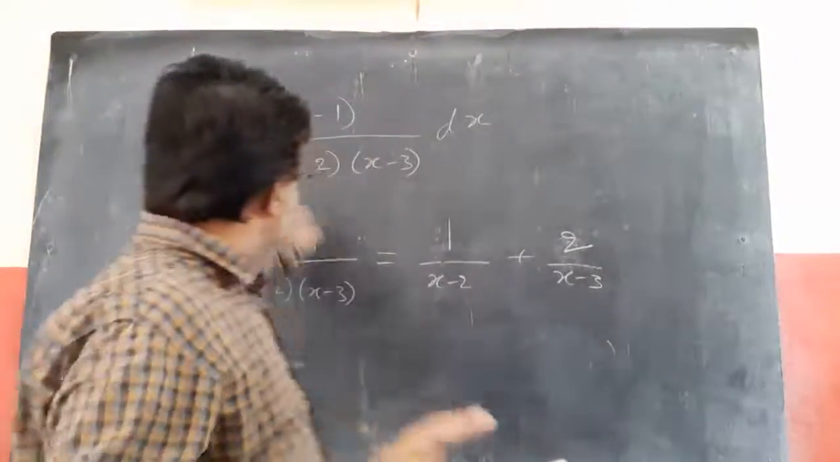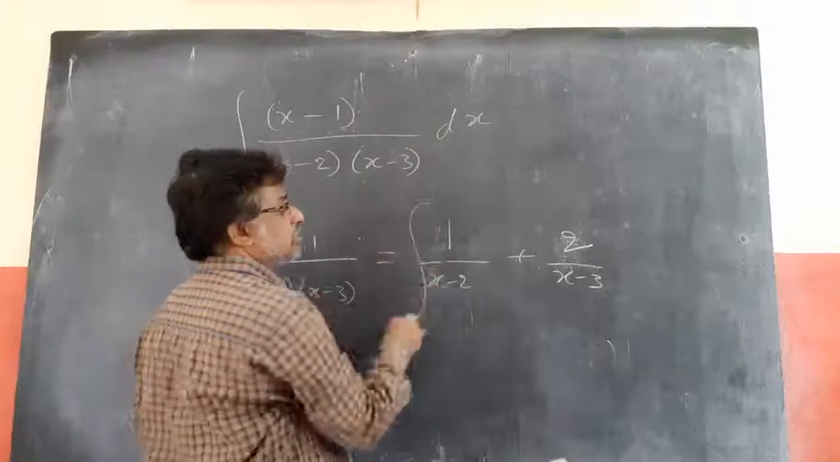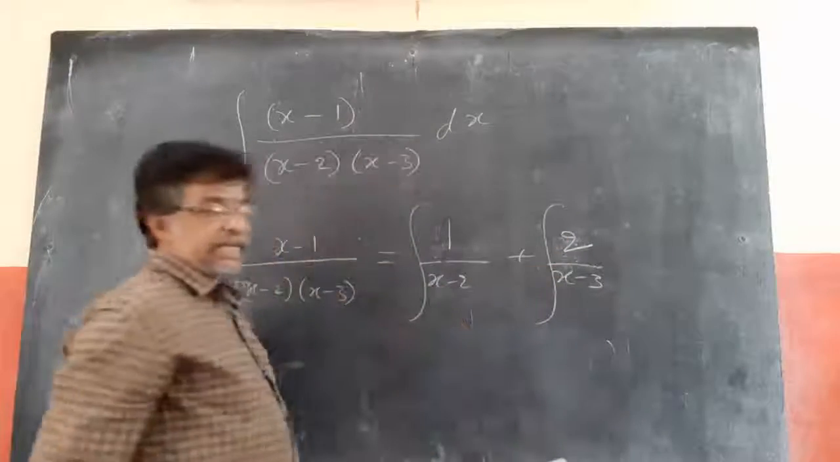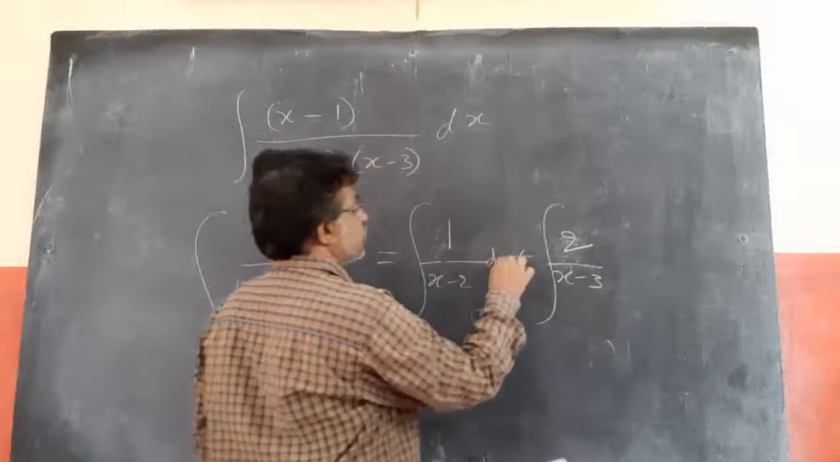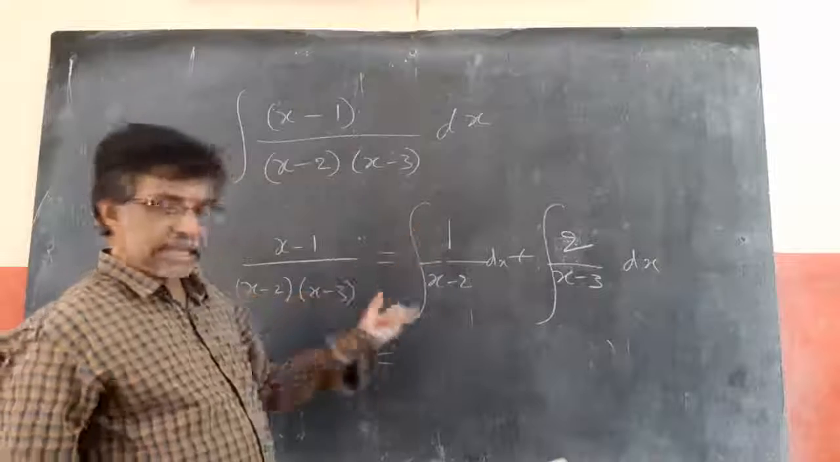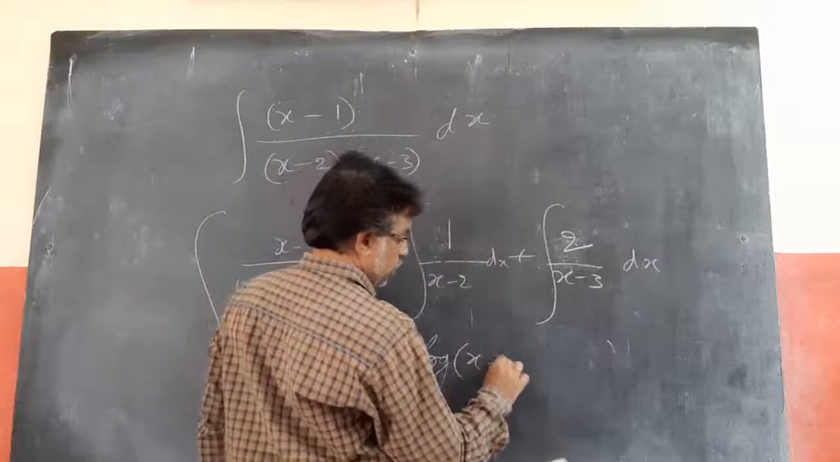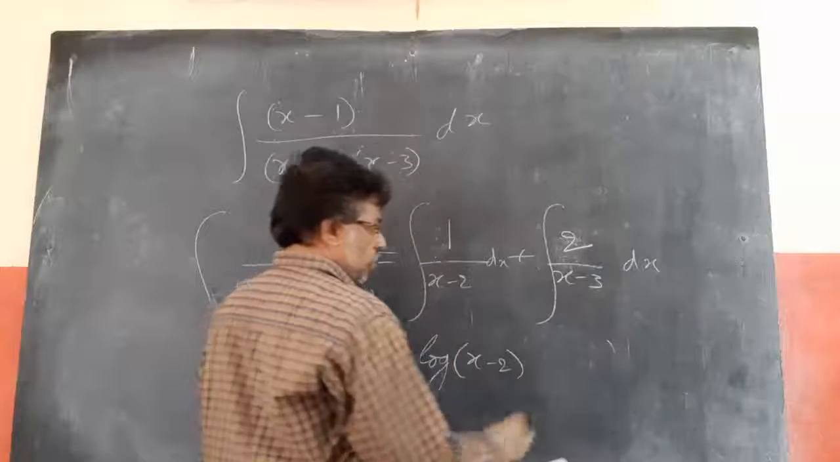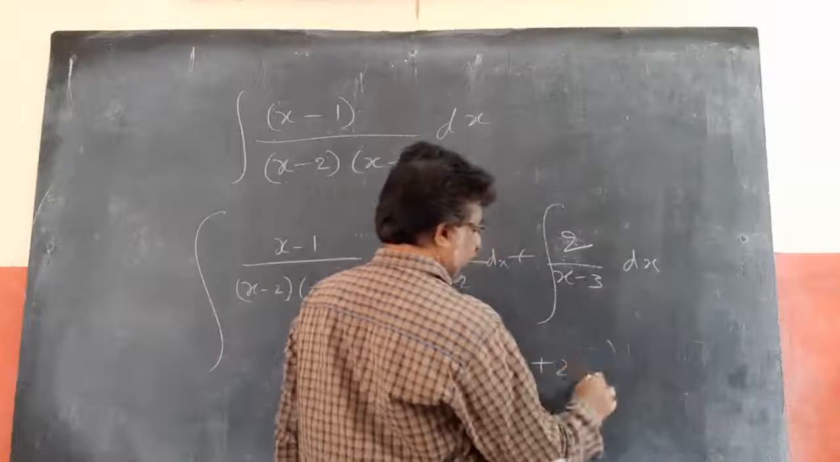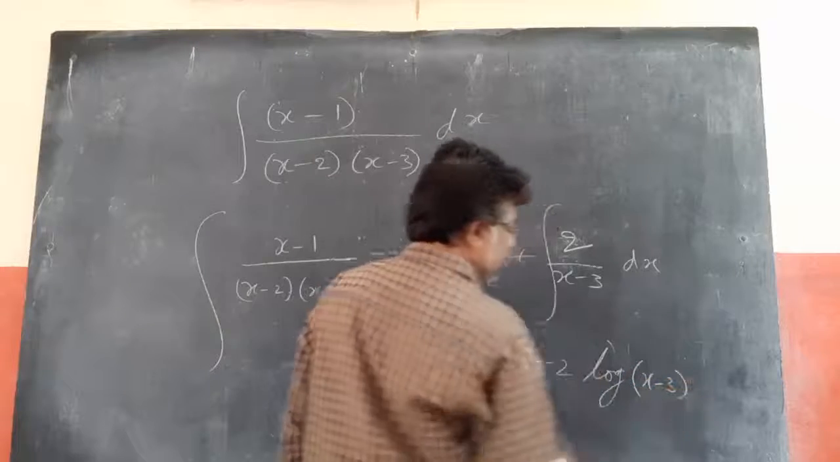Now, I want the integration of this, which is nothing but integration of this one. So f(x) plus g(x), integrate separately, then it gives you simple integration. This 1 by x integration, log mod x minus 2, plus, if I write 2 outside, this is x minus 3, log mod x minus 3.